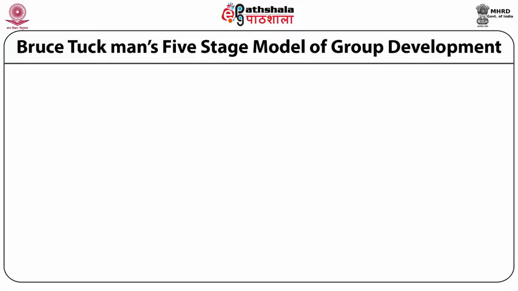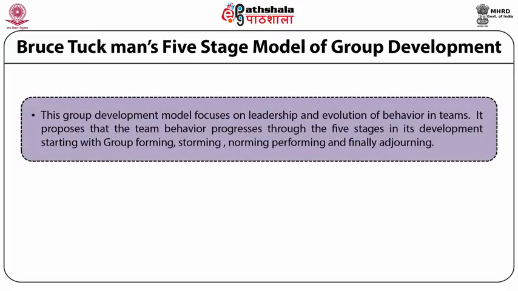Bruce Tuckman's 5-stage model of group development. This group development model focuses on leadership and evolution of behavior in teams. It proposes that the team behavior progresses through 5 stages in its development, starting with group forming, group storming, norming, performing, and finally adjourning.